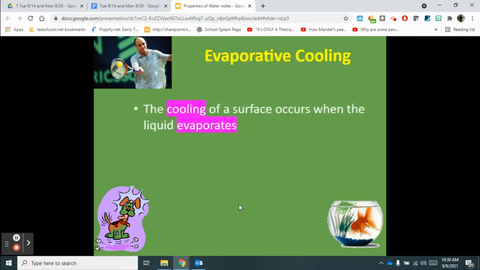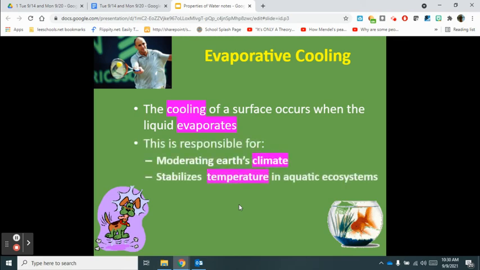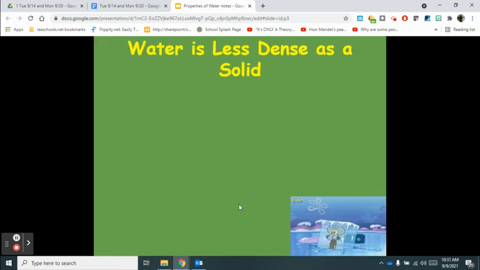Evaporative cooling: the cooling of a surface occurs when liquid evaporates. This is responsible for moderating Earth's climate, for stabilizing temperatures in aquatic ecosystems, and preventing organisms from overheating. So when you sweat, you are releasing heat from your body.